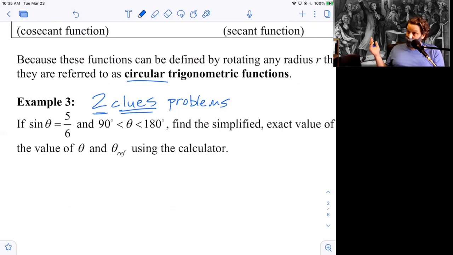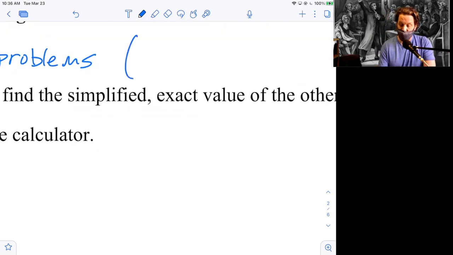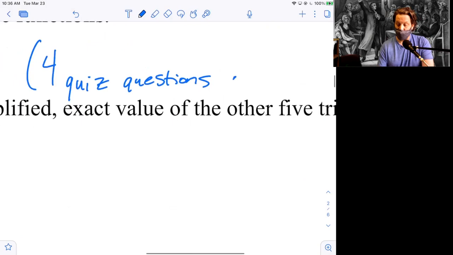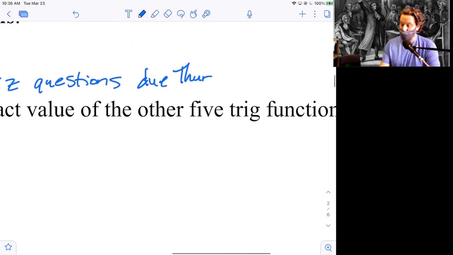2 clues problem. So it's kind of the same thing. Blue's Clues. You're going to be looking for clues to help you answer these questions. And I'm going to give you 2 of them. It's just a matter of you identifying them and using them correctly, okay? So you're going to have, let's just write this out here since we're recording. You're going to have 4 quiz questions that are like this, in addition to the worksheet that's going to be due on Thursday, the 25th.